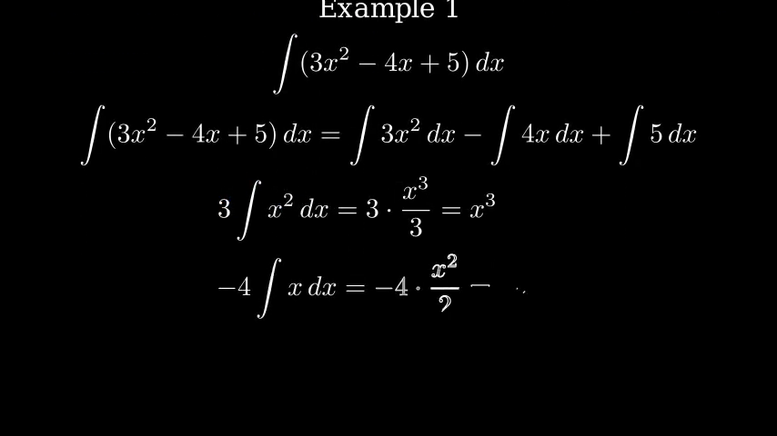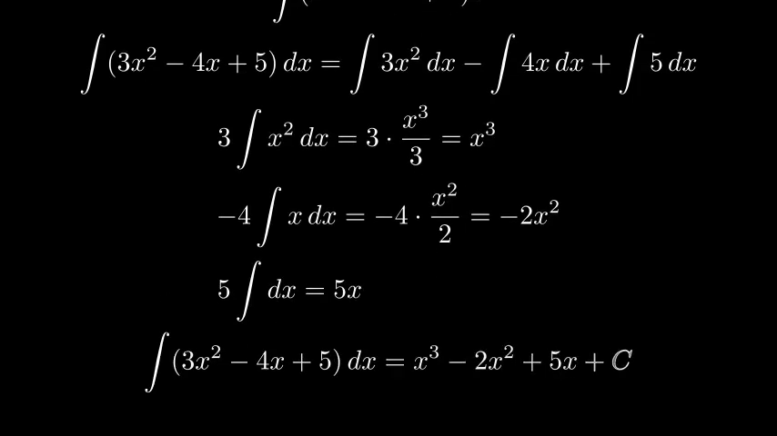Step 2. Now we'll apply the constant multiple rule and the appropriate integration formulas. For the first term, we have 3 times the integral of x squared dx, which equals 3 times x cubed over 3, which simplifies to x cubed. For the second term, we have negative 4 times the integral of x dx, which equals negative 4 times x squared over 2, which simplifies to negative 2x squared. For the third term, we have 5 times the integral of dx, which equals 5x. Step 3. Combining all terms, our final answer is x cubed minus 2x squared plus 5x plus c.